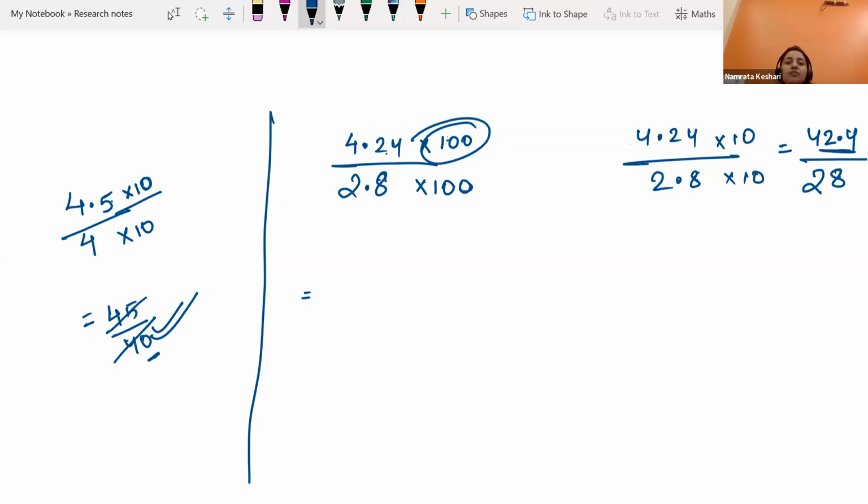However, if you multiply with the larger number, that is 100, you will get 424 in the numerator, and in the denominator you will get 280. One extra zero is fine, but not a decimal. So a decimal is not okay; one extra zero is okay. That's why we choose the larger number and multiply the numerator and denominator with the same. Getting it?